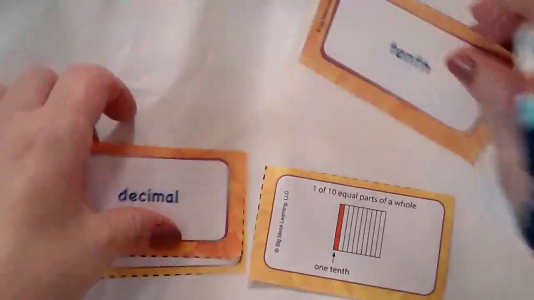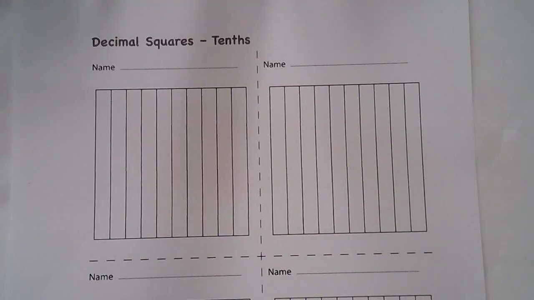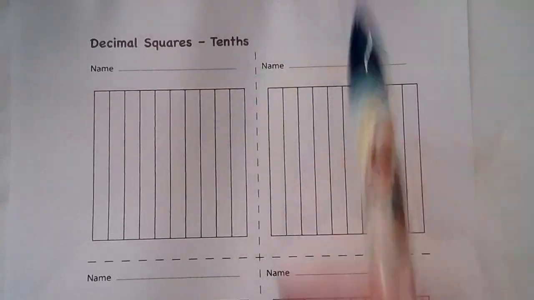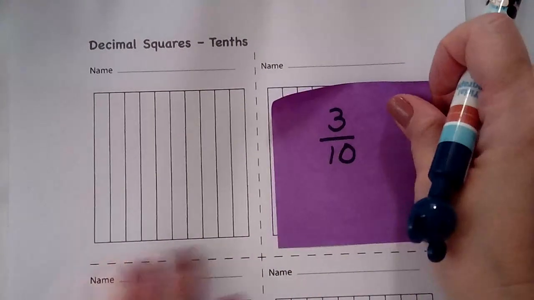Right, we are done with that for now. The next thing we're going to do is look at these decimal squares, tenths, and practice representing a fraction. We're going to represent it in a model, and also learn how to write the fraction as a decimal.